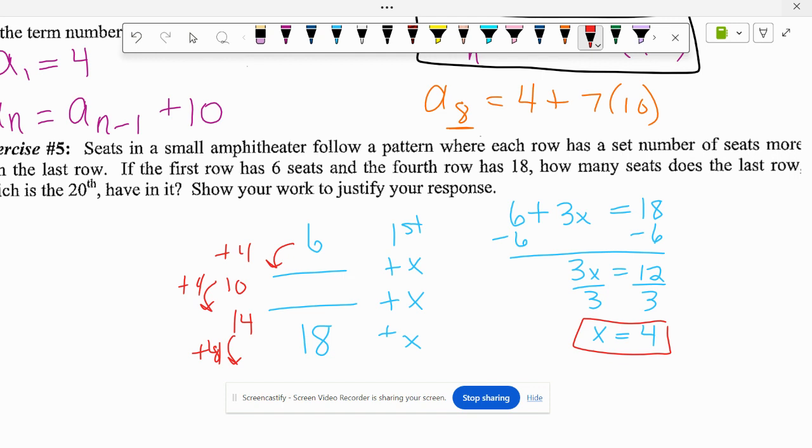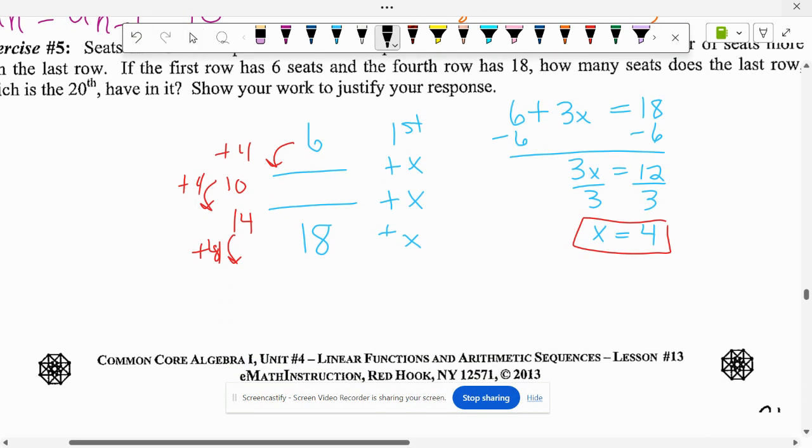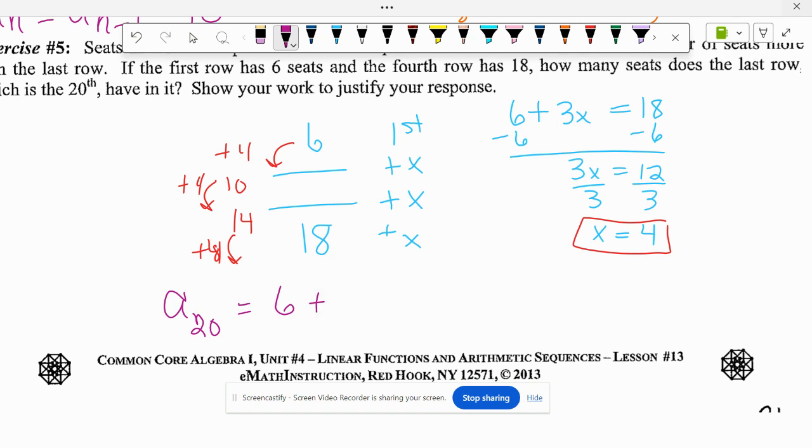Okay. So how do we figure out how many are in the 20th row? Well, think about what we did before. If I want to know the 20th term, a sub 20, I start with my initial term. That's the first value. How many sets of 4 am I going to add to get to 20 terms if I already have the first term identified? How many more numbers do I have to add? 1 plus what equals 20? 19. So I'm going to have to add it 19 times. What's the number that we're growing by each time?